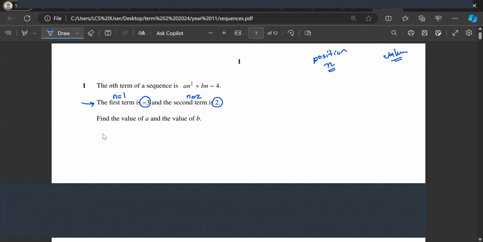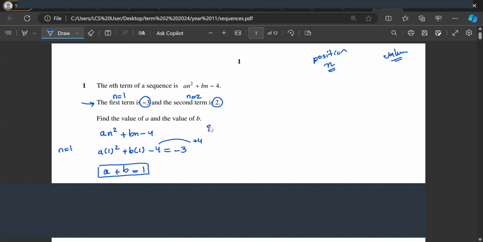So here, in this equation, an squared plus bn minus 4, let's substitute with n equal 1: a times 1 squared plus b times 1 minus 4, the term will be equal to -3. Okay? Simultaneous equation. Can we simplify the equation? Send the 4 to the other side by positive. So it will be a plus b equals 1. And leave this for now.